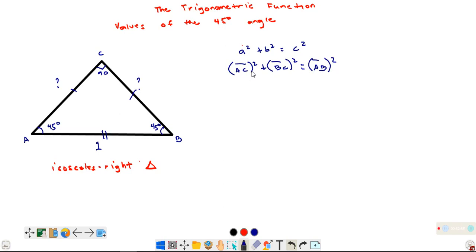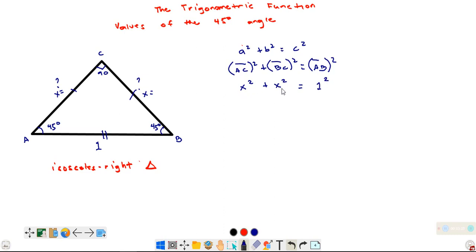Substitute natin yung values. Unknown si AC, unknown din si BC. So, tawagin natin silang X. Pag unknown, tawagin natin X. Kaya nga sila X kasi hindi natin sila kilala. So, si AC is X, so this is X squared. Si BC ay X din, so this is also X squared. Tapos si AB ay 1. So, this is 1 squared.